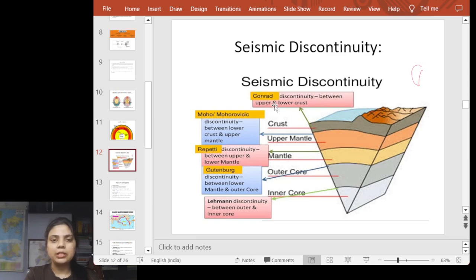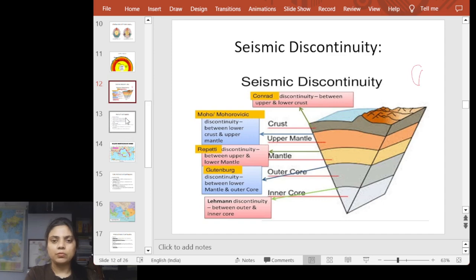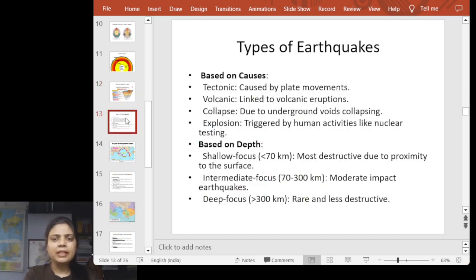You can have some mnemonic or you can just memorize it, because the question has been asked and there is a possibility that a question can be asked in future also from this kind of topic. Next we can see the types of earthquake. The types of earthquake can be further subdivided based on the cause and based on the depth.